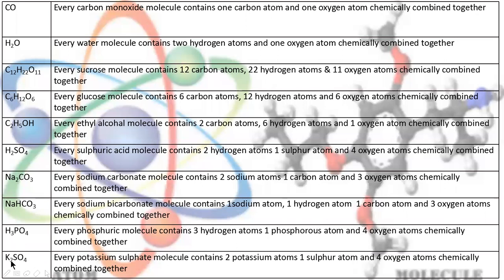Last is K2SO4. K for potassium, 2 potassium, 1 sulfur, and 4 oxygen. This is the potassium sulfate molecule. It contains 2 potassium atoms, 1 sulfur atom, and 4 oxygen atoms chemically combined together.